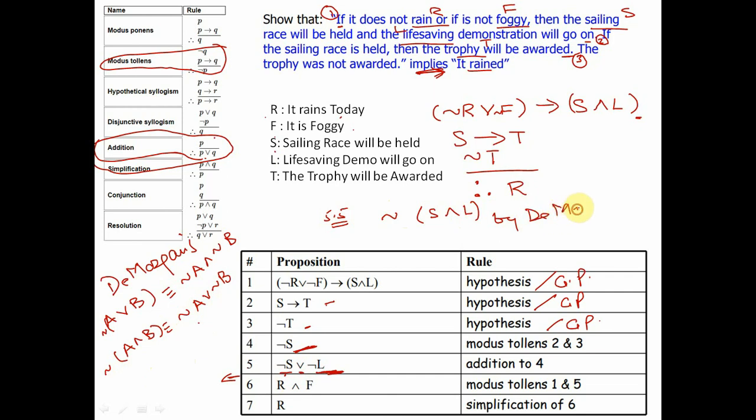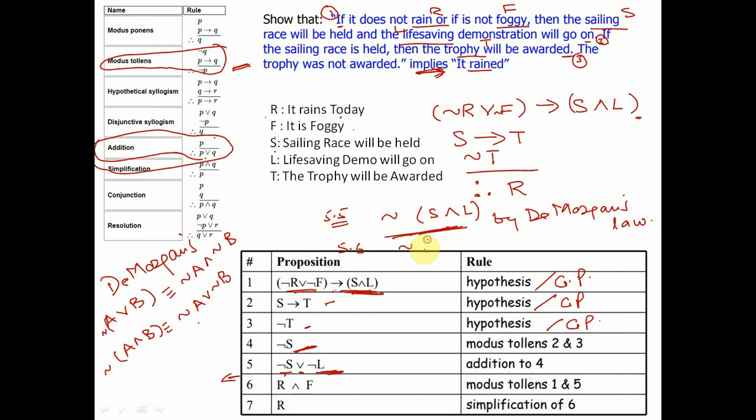by De Morgan's law. Now I have negation of S and L. See modus tollens. Modus tollens says P implies Q, and I have negation of Q. So let's add another line over here, let us say 5.6. If I have P implies Q and I have negation of Q, that gives me negation of P.